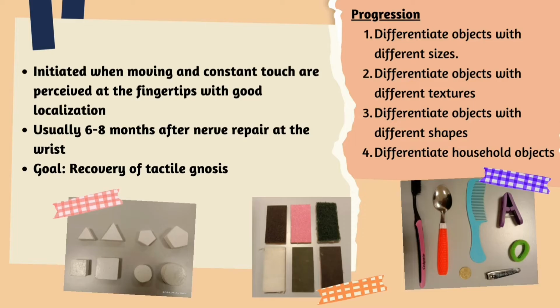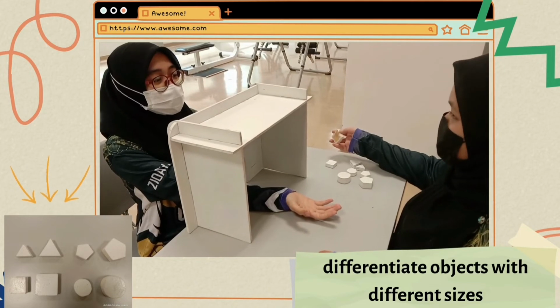The late phase is only initiated when moving and constant touch from the early phase are perceived at the fingertips with good localization. This late phase can usually be conducted 6 to 8 months after nerve repair at the wrist, with the goal of tactile gnosis recovery.